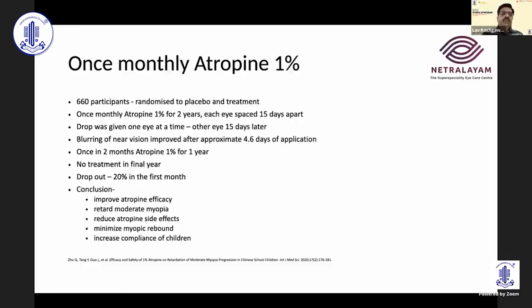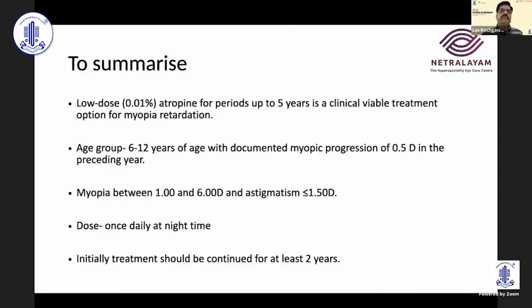as we are more apprehensive that near vision will get affected for a longer period. After the initial 2 years, the frequency was reduced to once in 2 months and no treatment in the final year. Dropout rate was 20% in the first month itself, but this study concluded that it improves atropine efficacy, retards moderate myopia, reduces atropine side effects, and minimizes myopia rebound, and most importantly increases compliance with the drops.